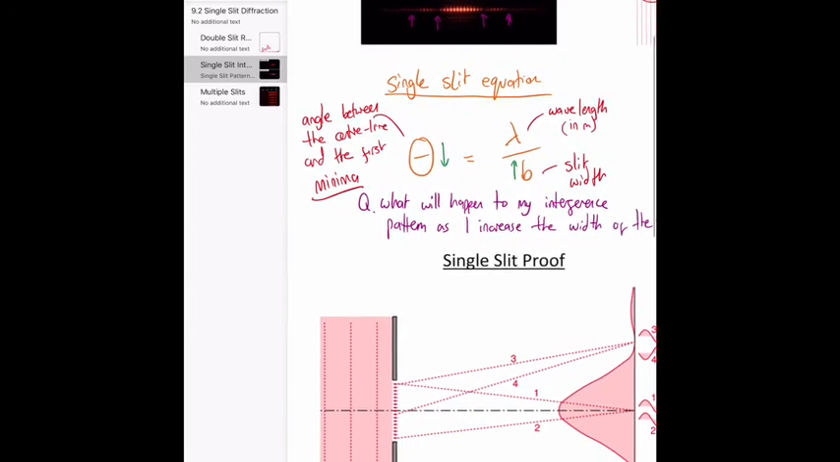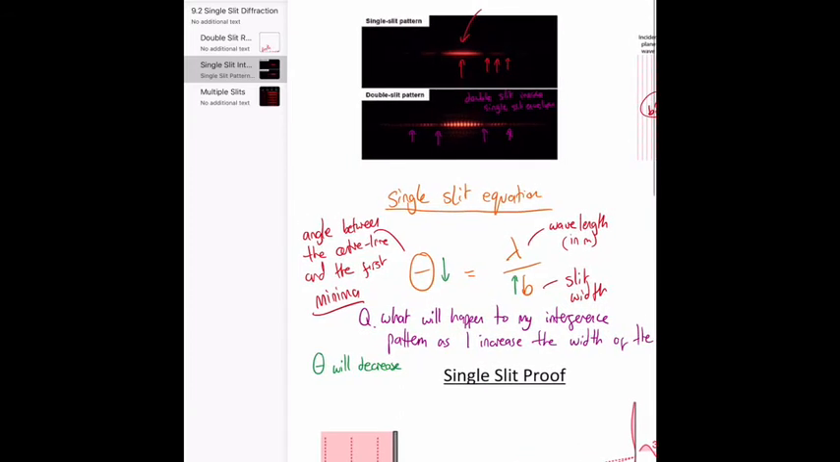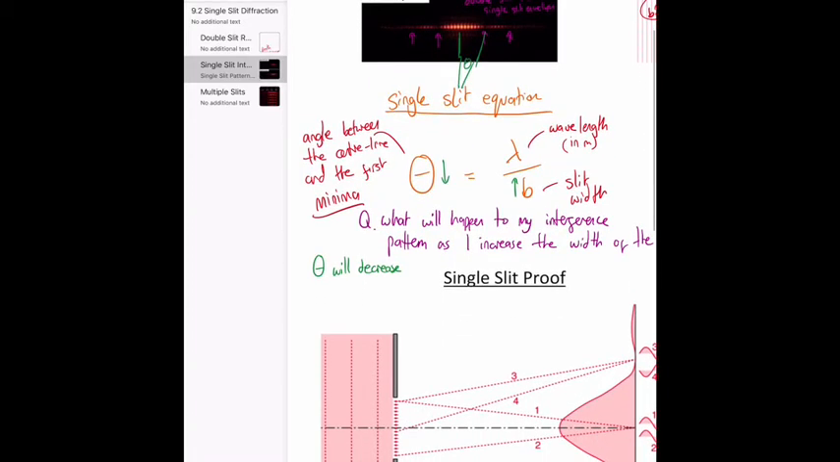Fine, that doesn't quite answer the question then. What will happen to my interference pattern? So what will decreasing theta look like? So, question there. Theta will decrease. So how does that look? Well, that means if the angle between here and here gets smaller, well, that means that pattern is going to get closer together.